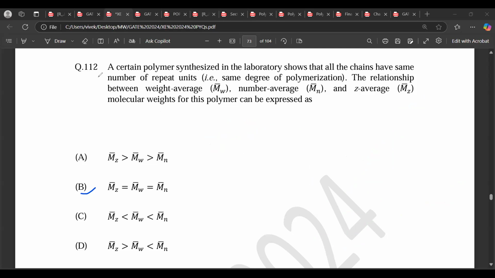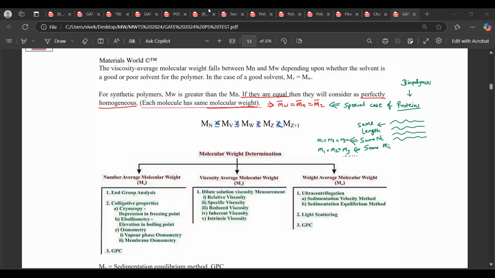That's very important. Another question is asked here based on the monodisperse in numericals. So this is the answer, right? And I have already given these notes in the test series, and my regular students know that very well. So this is the idea, right? In case of synthetic polymers, your Mw is greater than Mn. Okay, so that we all know. This is the typically increasing order.